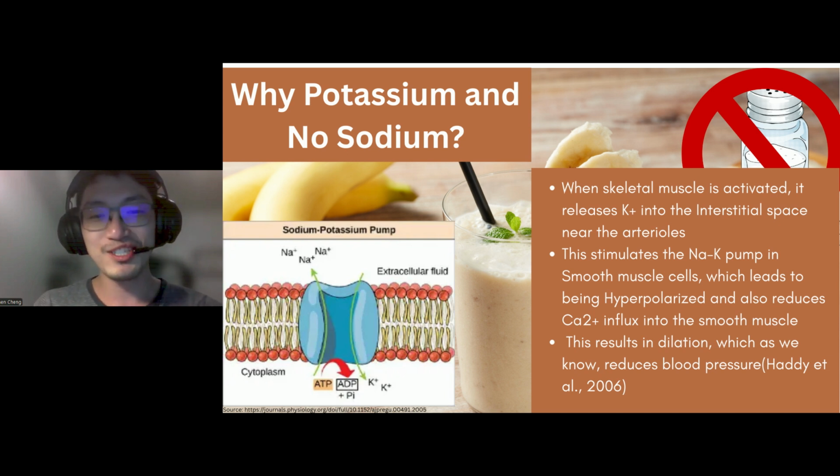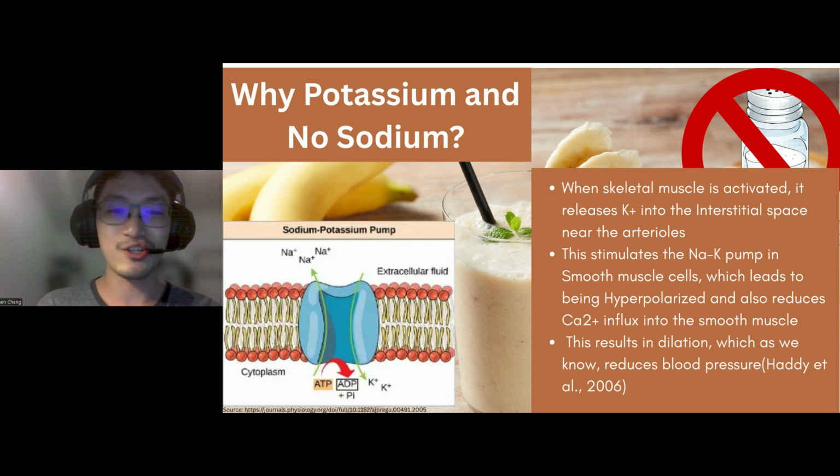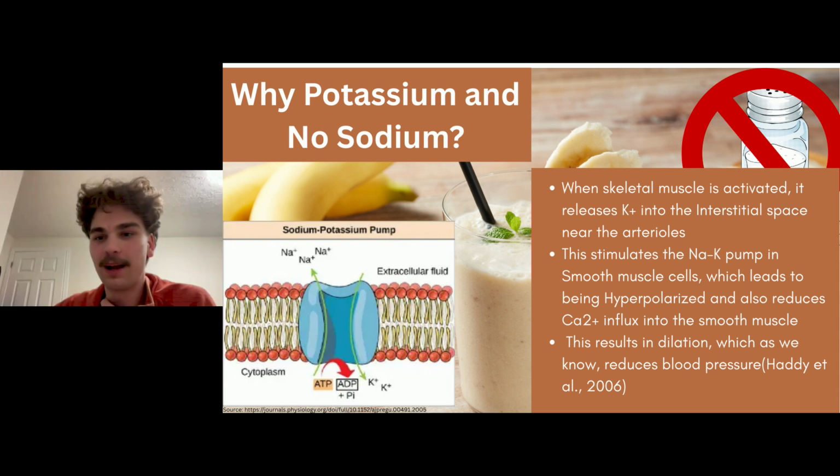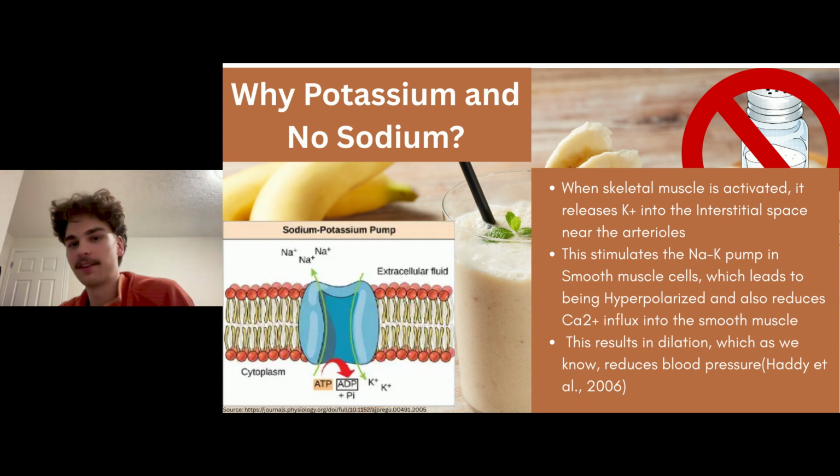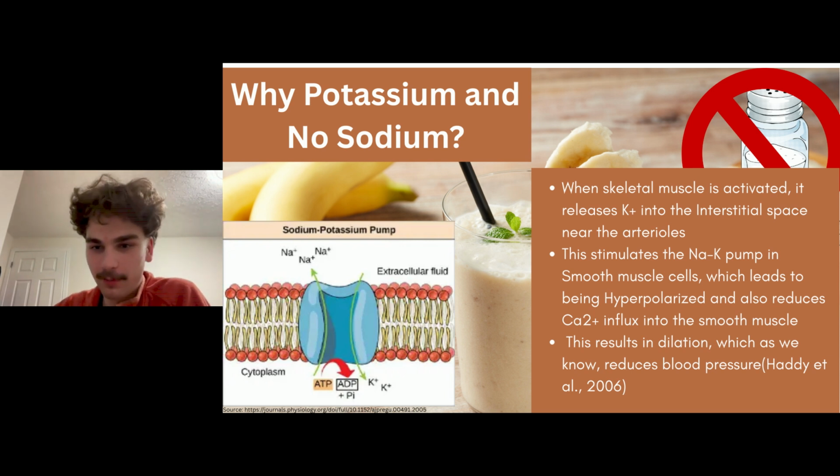However, potassium lowers sodium by excretion through urination and relaxes vascular smooth muscle, which decreases peripheral resistance. Let's go back to the basics of our course. When skeletal muscle is activated, it releases potassium into the interstitial space near the arterioles. This stimulates the sodium-potassium pump in smooth muscle cells, which leads to hyperpolarization and also reduces calcium influx into the smooth muscle. This results in dilation, which, as we know, reduces blood pressure.